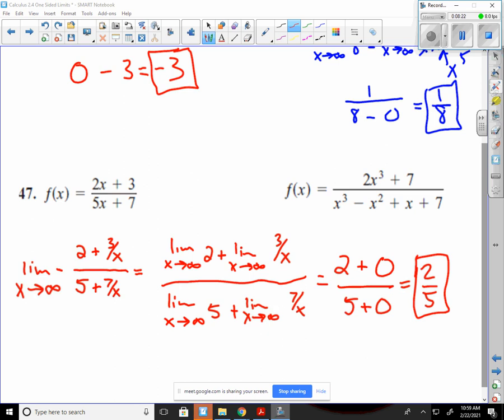If I went to negative infinity, it's going to be the same exact process, and I'm going to end up at 2/5. Questions?